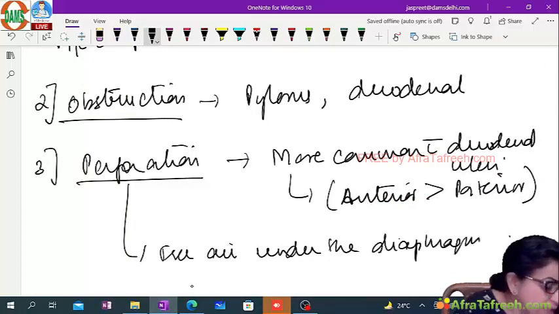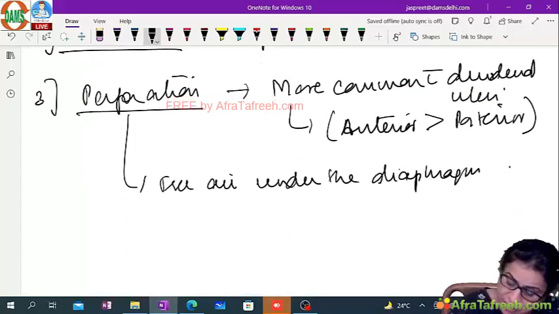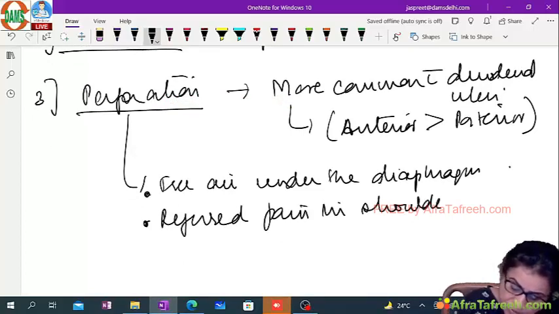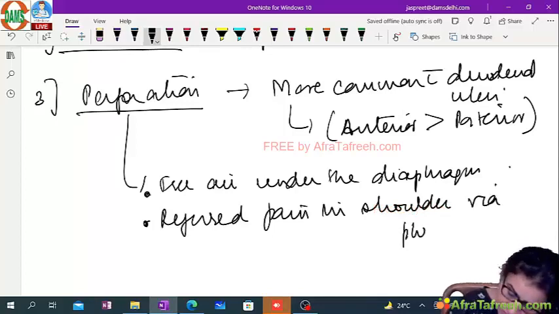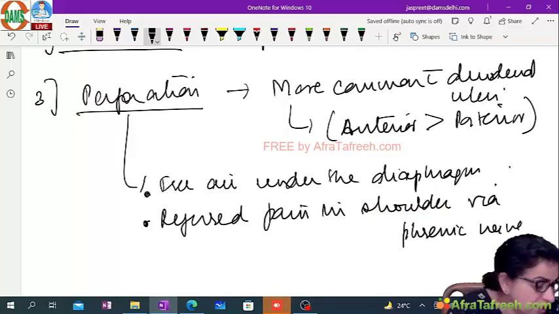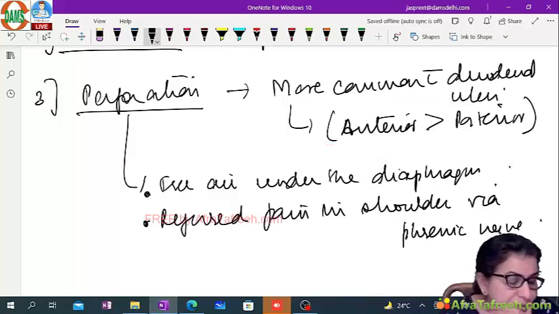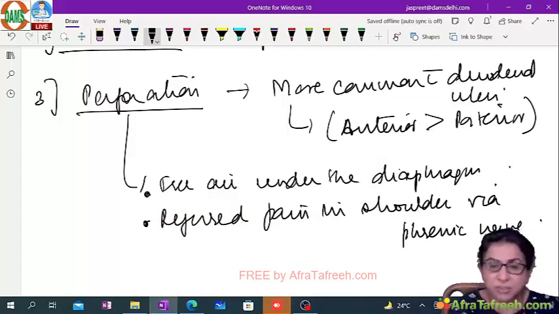This produces free air under the diaphragm on X-ray, and the patient can have referred pain in the shoulder via the phrenic nerve, due to irritation of the phrenic nerve. So this finishes the gastric and the duodenal ulcers.